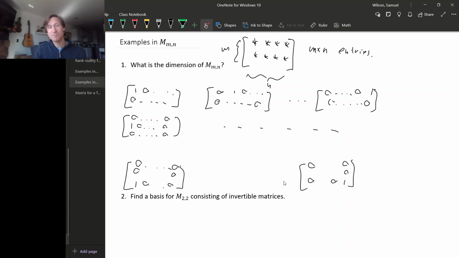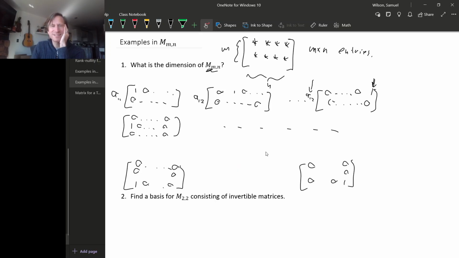So clearly these span M sub Mn, right? By taking a linear combination of these, you can get any non-zero entry in any position. Are they linearly independent? Well, if we had a linear dependence relationship, when you put a coefficient in front of one of these things and do this scalar product, that just puts this coefficient in the position where that matrix has a 1.